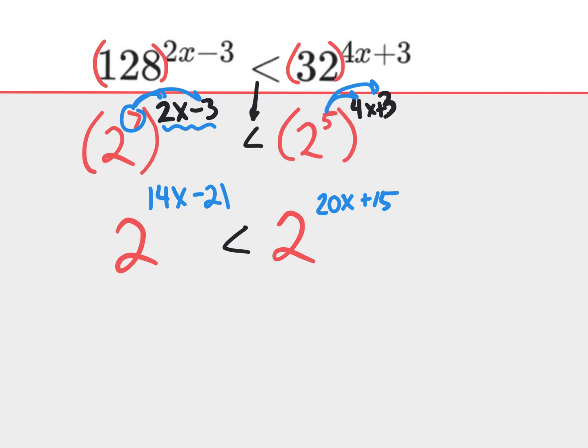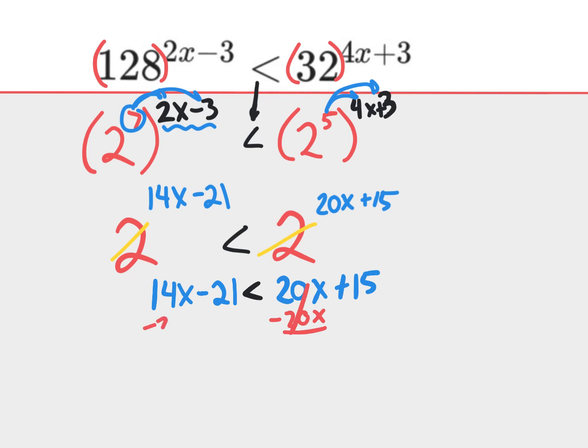Okay, so now that we have the same base, we could eliminate those bases. My powers come down and my inequality comes down, and we have a new inequality to solve. So my new inequality is 14x minus 21 is less than 20x plus 15. So let's solve this thing by getting x's to one side. I'm going to subtract 20x, subtract 20x. That will give us a negative 6x minus 21 is less than 15.